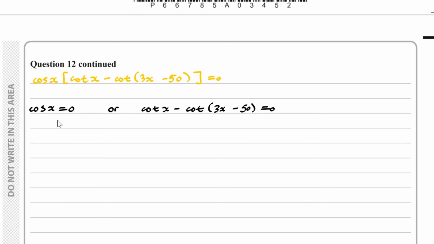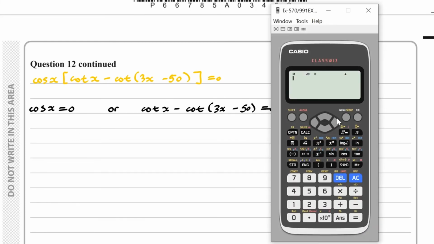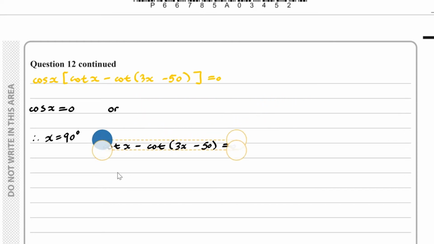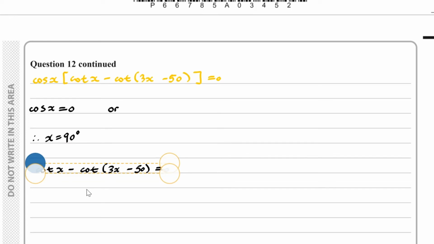Now if cos x is equal to 0, let's go on our calculator. The inverse cos of 0, that's 90 degrees. Okay, so from here you can hopefully see x is equal to 90 degrees. That's one solution. And now we have to deal with this over here. So let's just move this down. Let's now work with this over here.